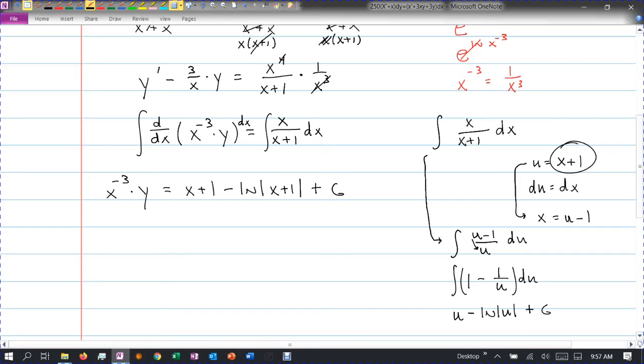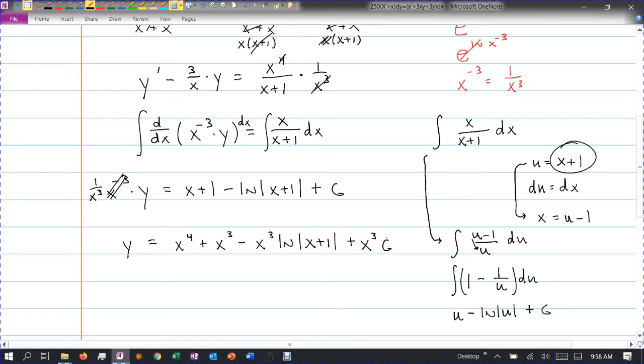And then I can divide through by x cubed. Sorry, I should have said multiply both sides by x cubed. So we should get y equals x to the 4th plus x cubed minus x cubed natural log of x plus 1 plus x cubed times c.